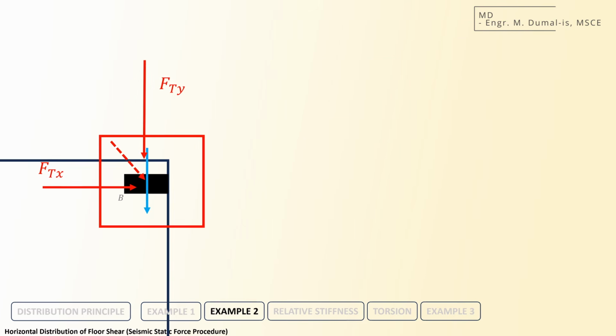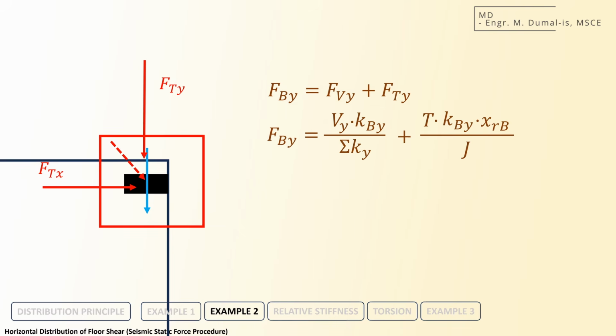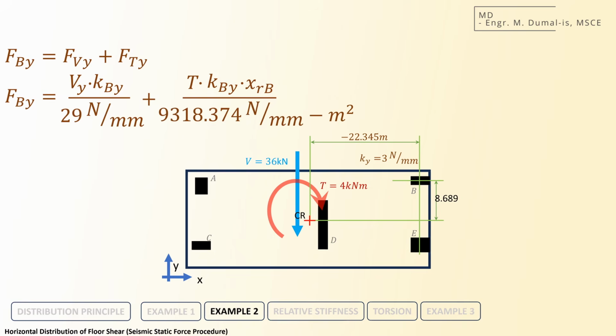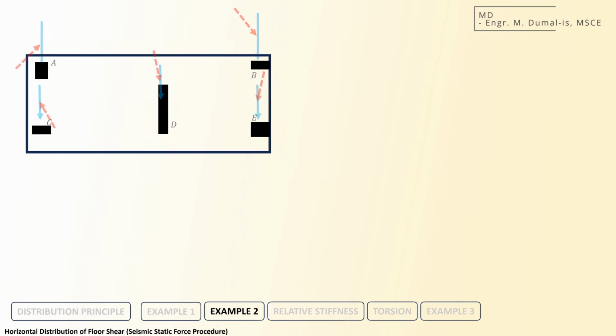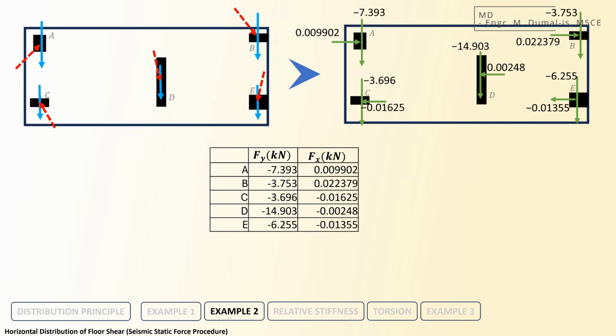Here in the succeeding slides, we compute for the components of forces applied on column B. Computing the rest of the columns, we get the following results. Note that if we add all the values of forces along y and x, the result will be the values of the applied shear force on the system along y and x, respectively.